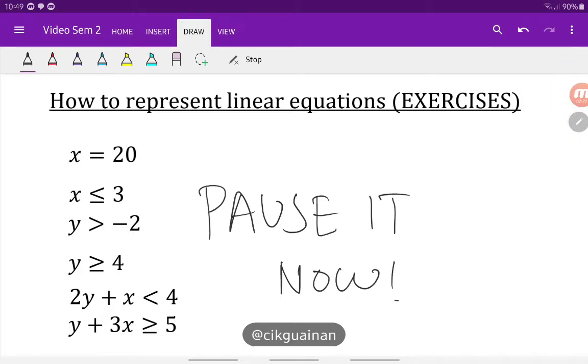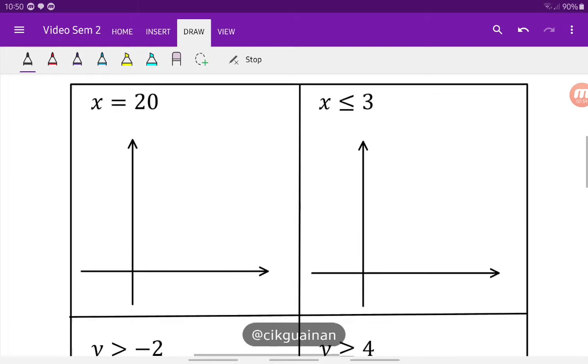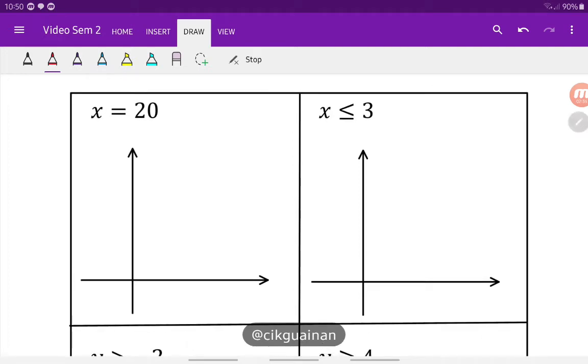Okay, good. Now you've done the exercises. Now I get rid of this writing. Now we proceed to the answers. The first one is x greater than 20. Now x greater than 20, this one is a solid line. Since x is vertical, so something like this. I'm sorry, x over there, sorry. It's supposed to be 20. So this is x, this is y, don't forget.